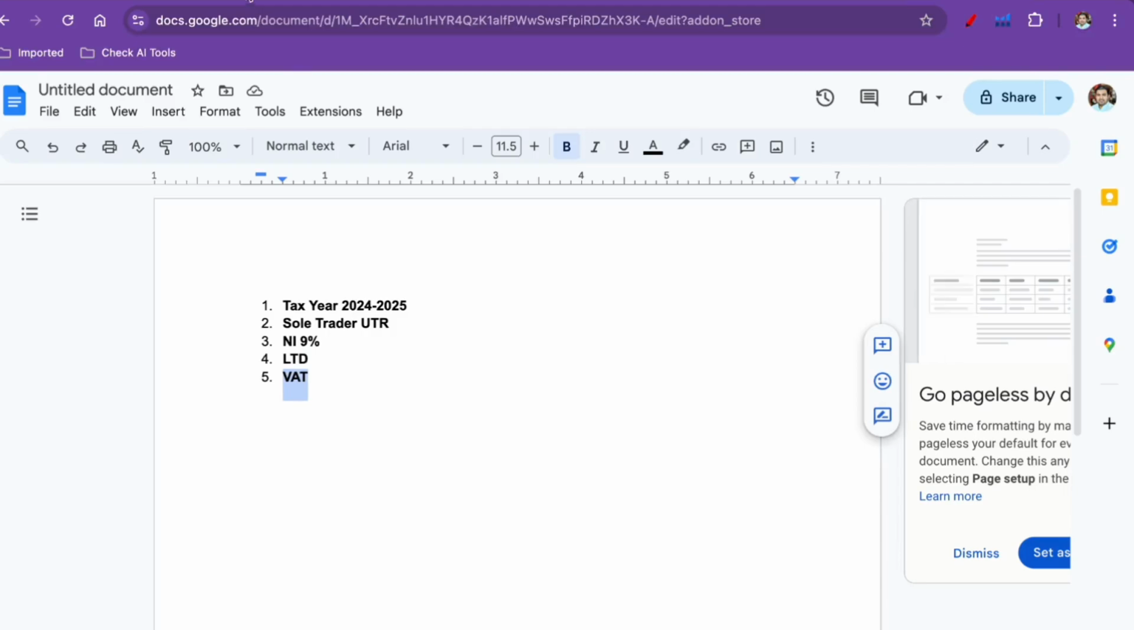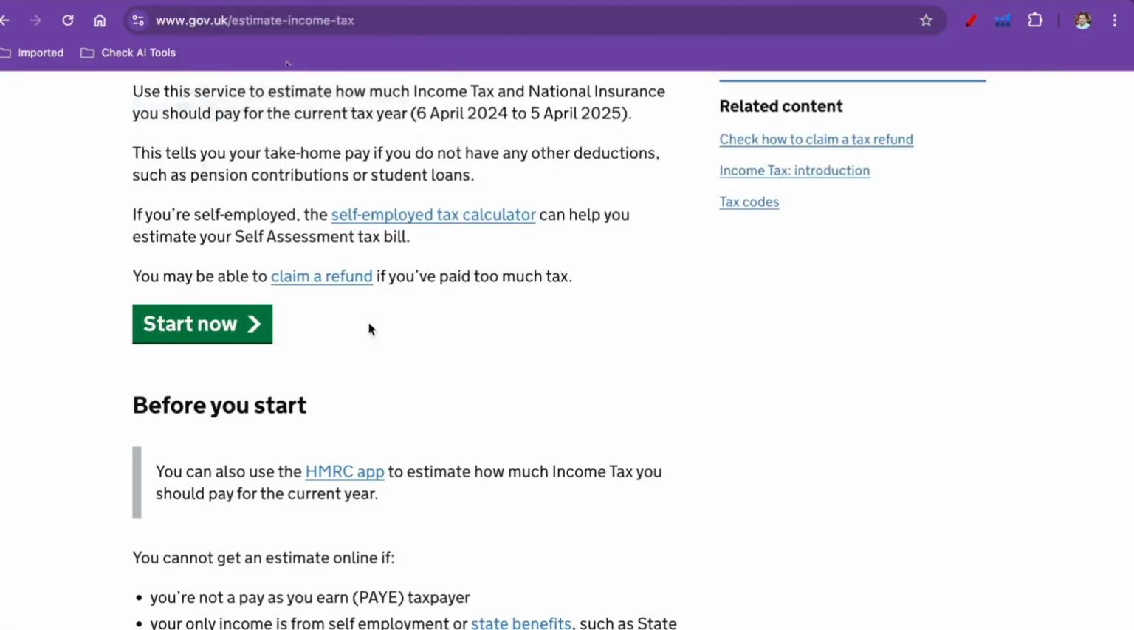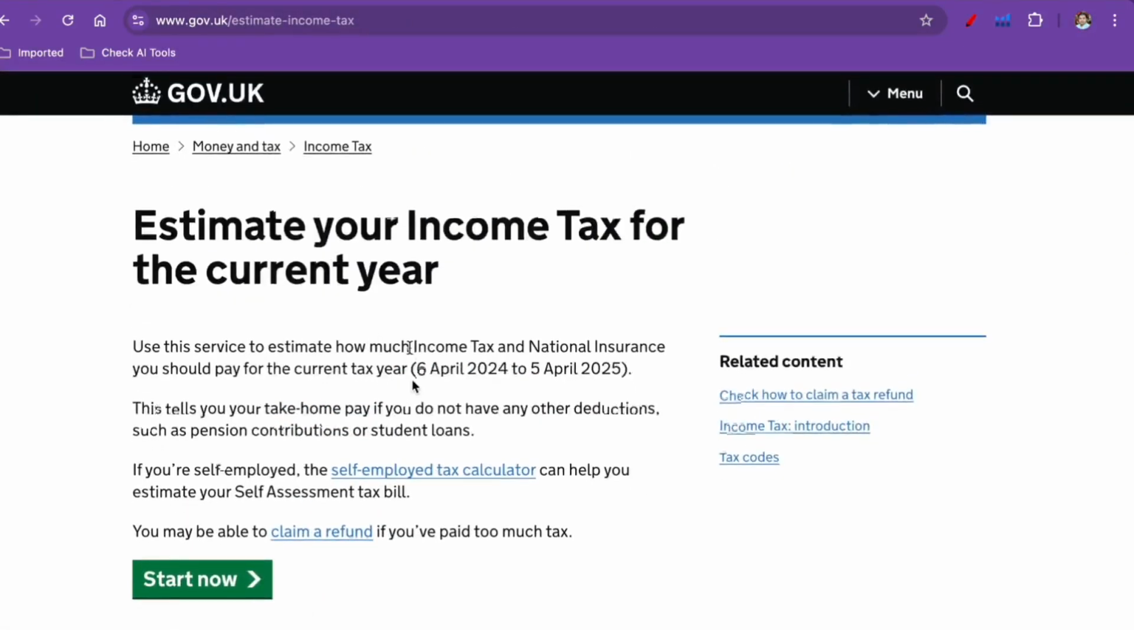So the first one, we're going to talk about the financial year. The financial year is obviously different from a normal year. It normally starts on 6th of April 2024 and ends on 5th of April 2025. So this is what we call the financial year. The normal year starts in January and ends in December, but the financial year runs from April to April.